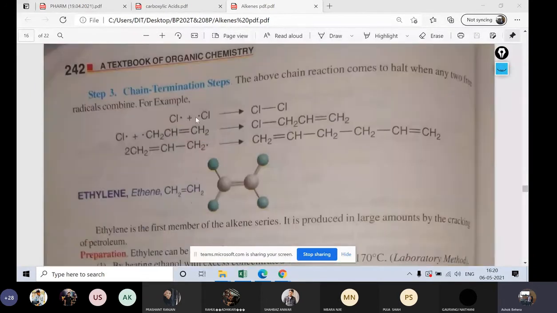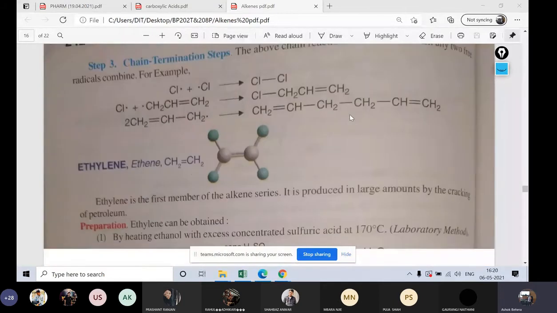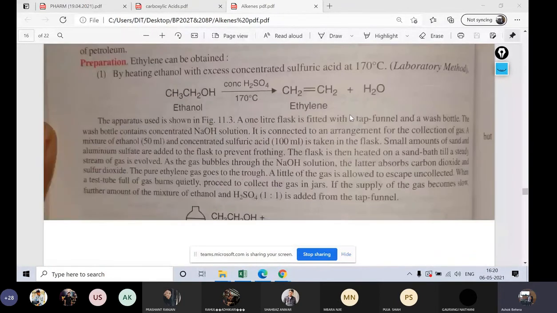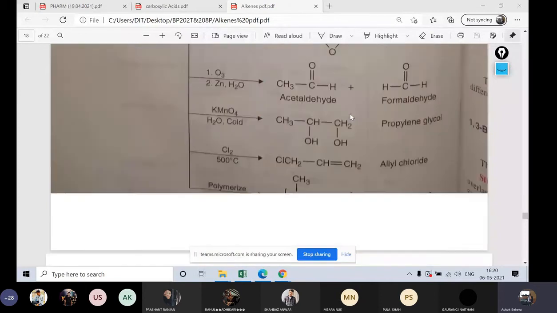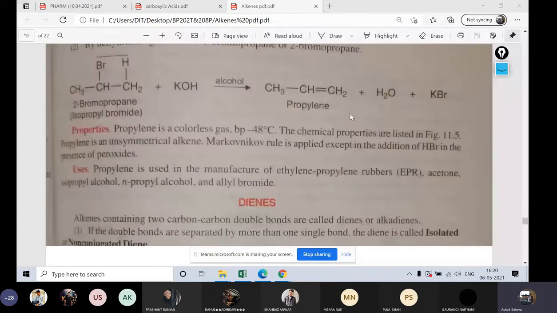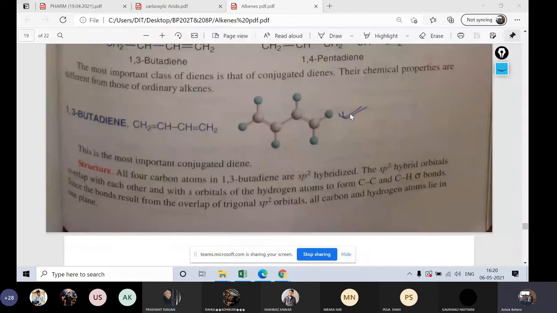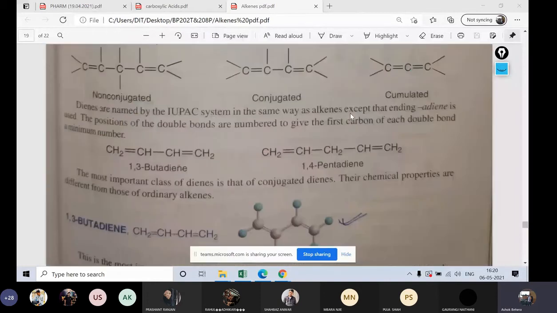Okay, and finally chain termination, they will react with each other. So impurity will be formed as well as the compound will be formed. A mixture of compounds will form. Okay, this is regarding your alkene, what we have studied. Next, we discuss the diene, no?